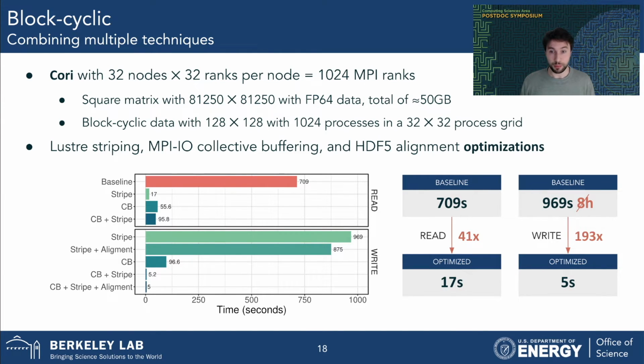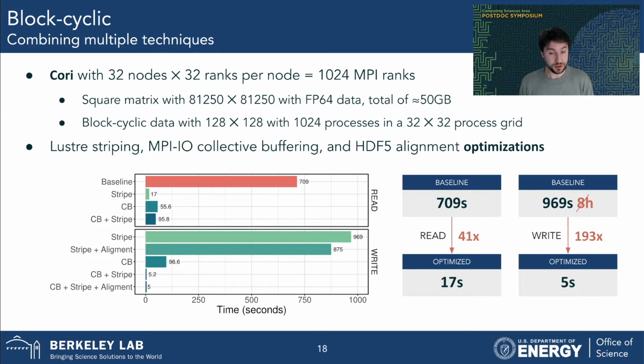We can see here for the block cyclic application, this is one example on Cori, where we have write and read requests. Particularly for the write request, our baseline took over 8 hours to run. So we just stopped there and took the worst optimized scenario as the baseline. And you can see how we can apply different techniques like setting striping, striping plus alignment, or just using collective operations, collective with striping, or all of the three. And some of those optimizations can reduce the runtime to 5 seconds. So that's 193 times the performance improvement.